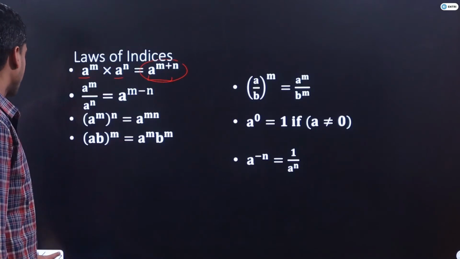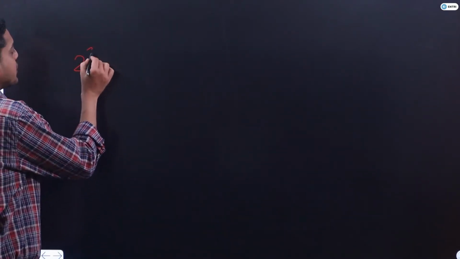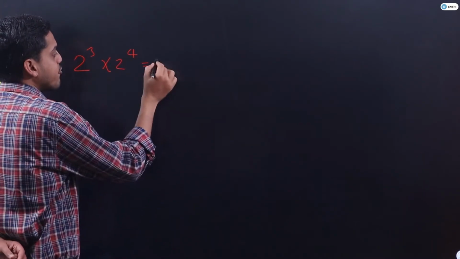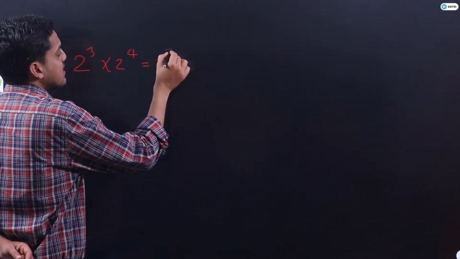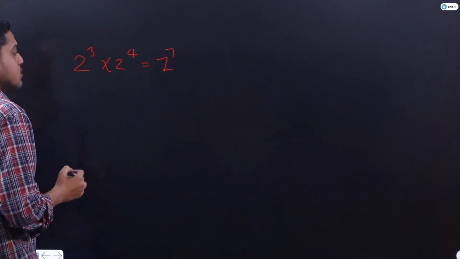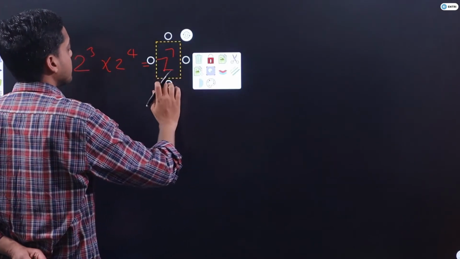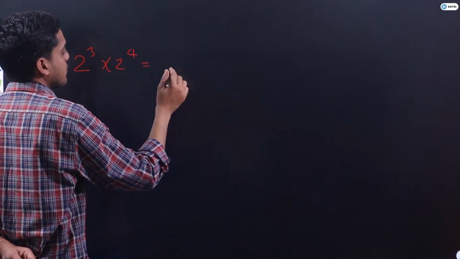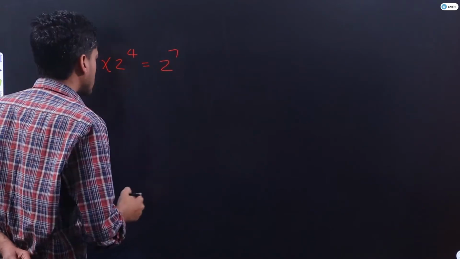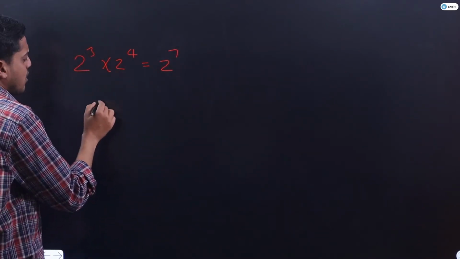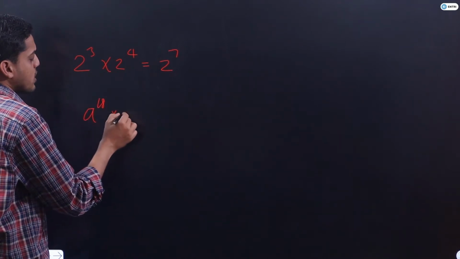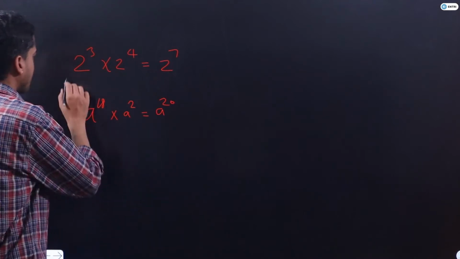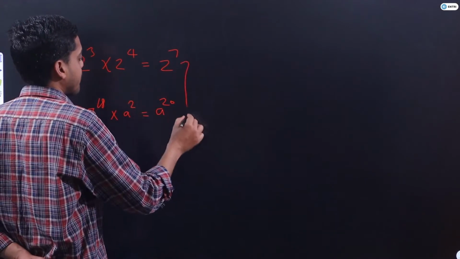If I have 2 to the power 3 into 2 to the power 4, it will not be 2 to the power 12. What will it be? It will be 2 to the power 7. So it is quite obvious, like a to the power 18 into a to the power 2 will become a to the power 20 only. So this is the basic formula, the basic concept that we must know.